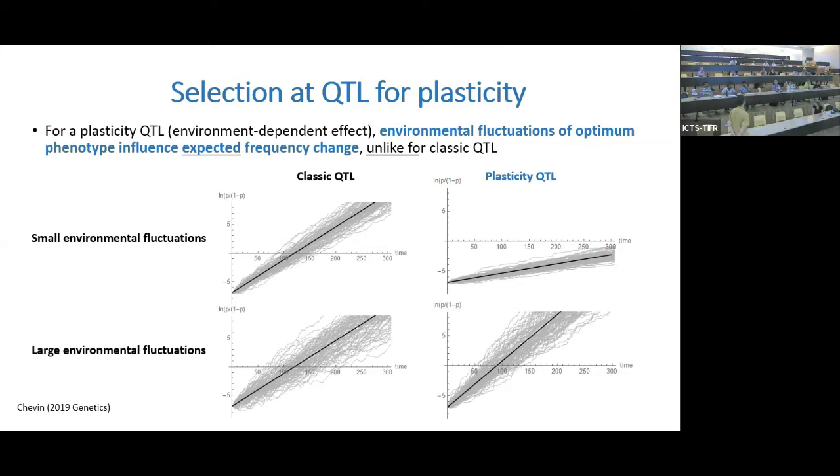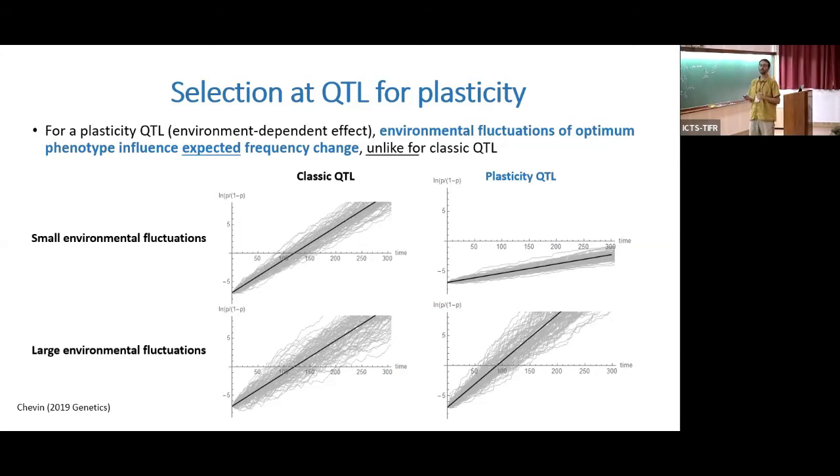If you can't, then they may actually be more harm than they're worth. Yeah. Okay, thanks. So anyway, the pattern of fluctuations does not affect the mean selection coefficient if you have more variance in the environment. Here I mean fluctuations of an optimum phenotype, okay? Whereas for a plasticity QTL, it does actually.